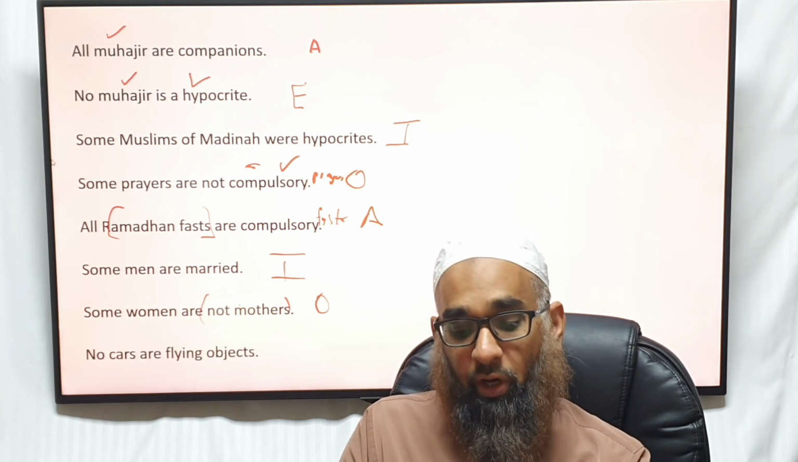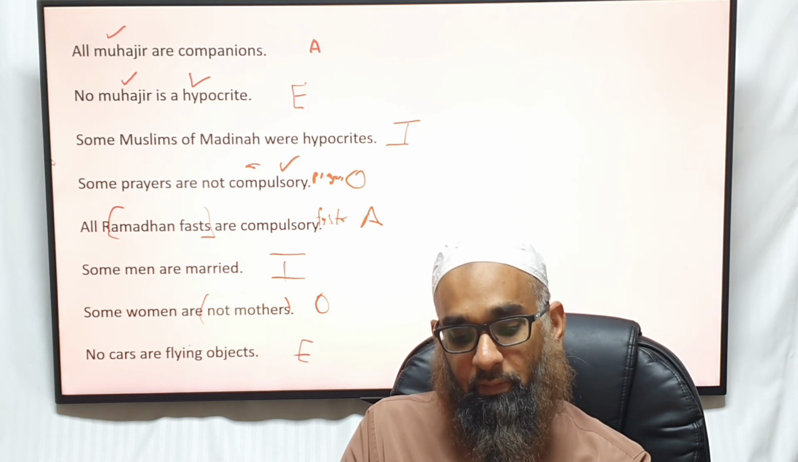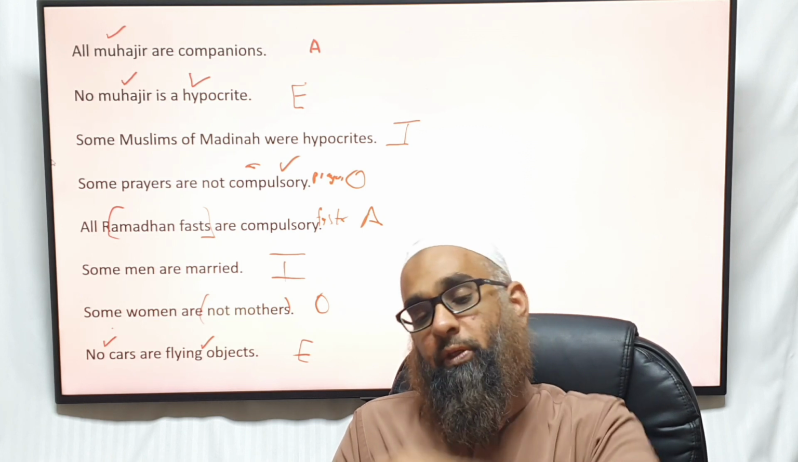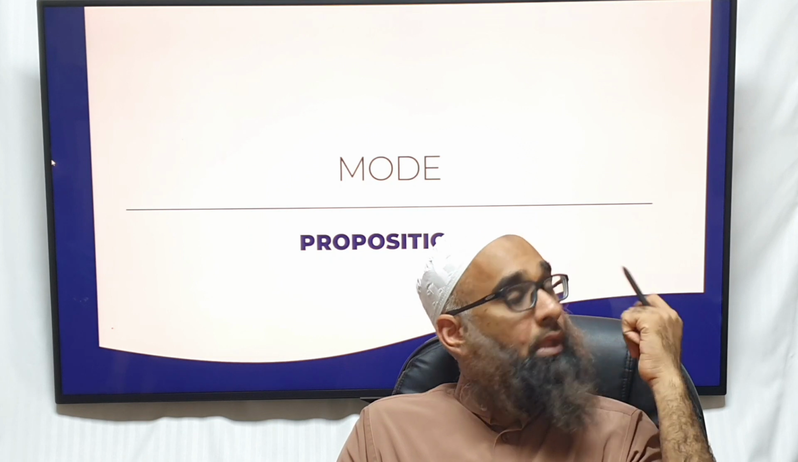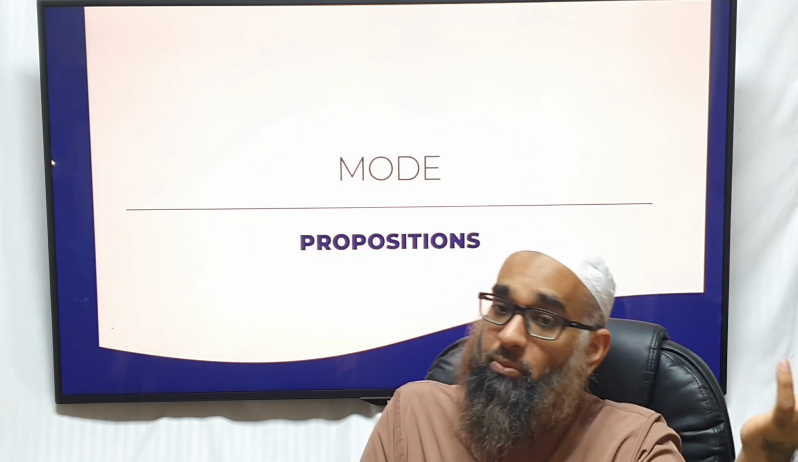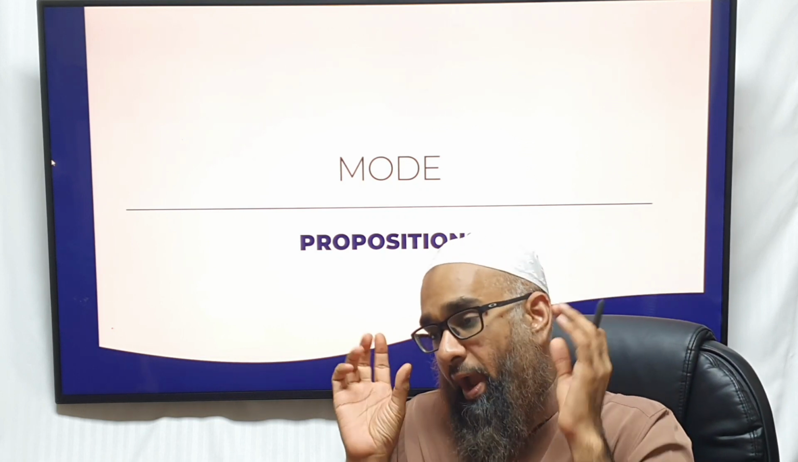No cars are flying objects. E. So what's distributed here? Both are distributed. So far so good? Okay. Right. Now this is another new one. So again, the summary of the distribution is what? Distribution means that we know about all the terms.